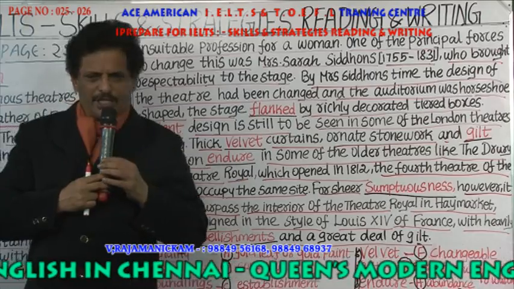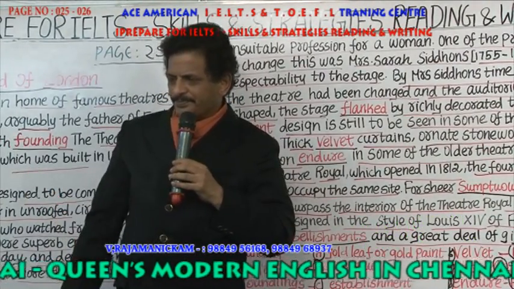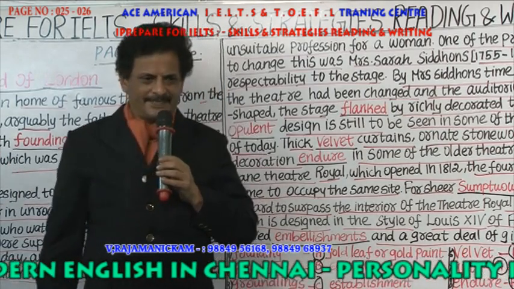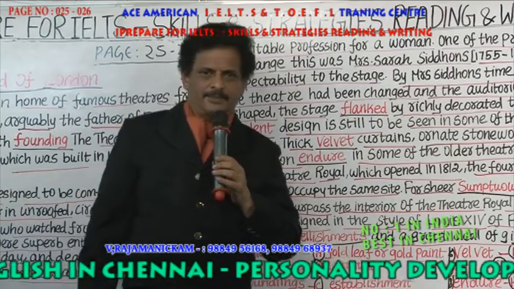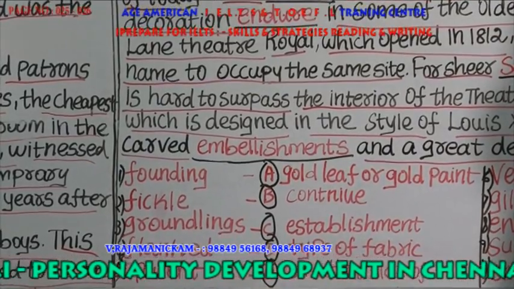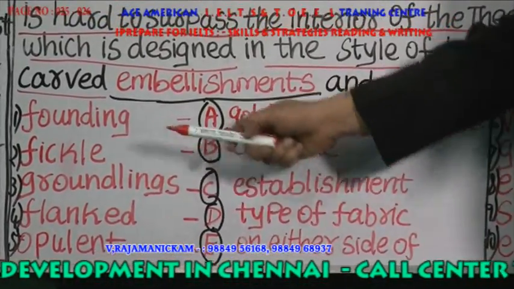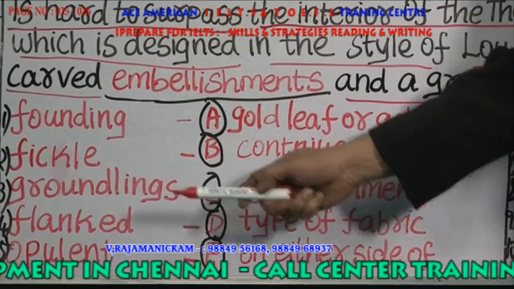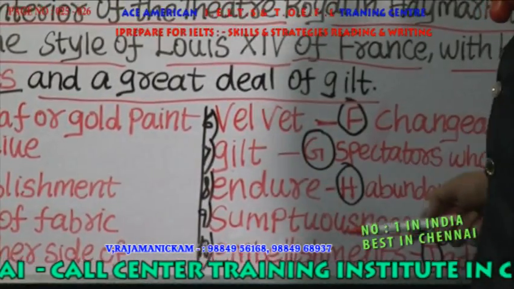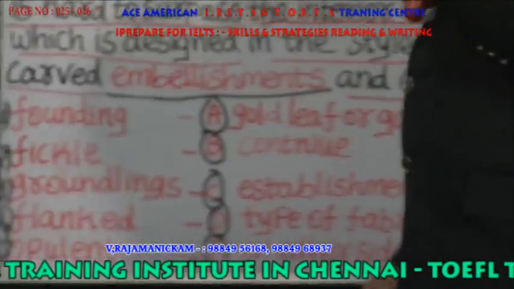Now I request the gentleman to come forward. Yes, please come, sir, both of you. Okay, dear friends, you have come here. The 10 words are there: founding, fickle, groundlings, flanked, opulent, velvet, gilt, endure, sumptuousness, embellishment. So all these words are there, right?